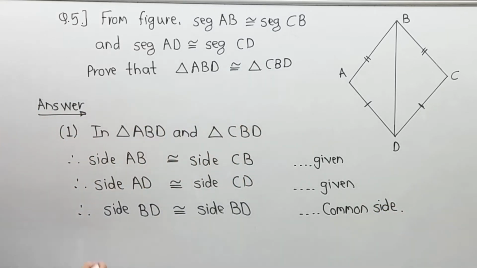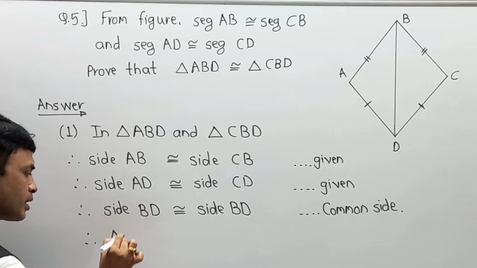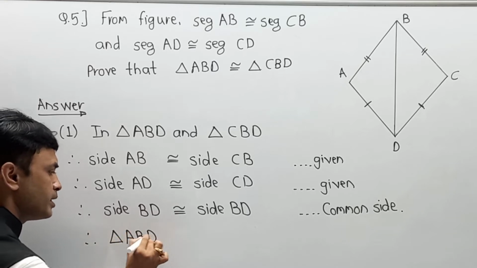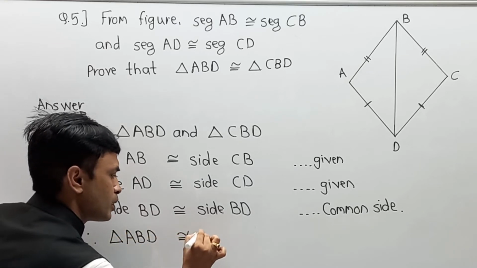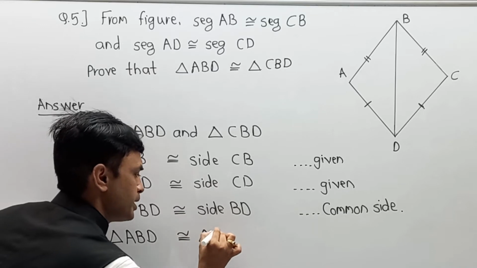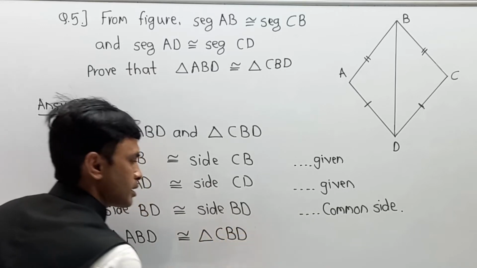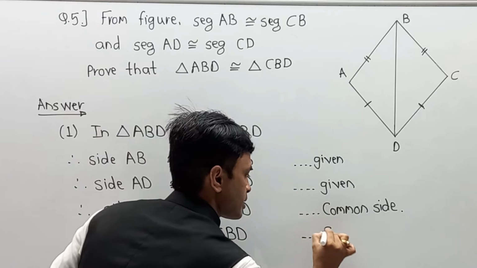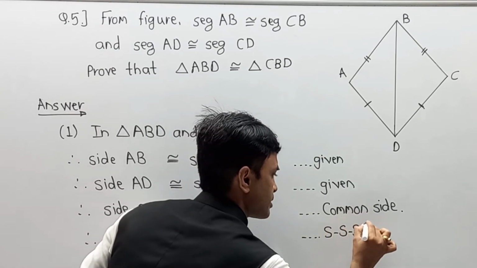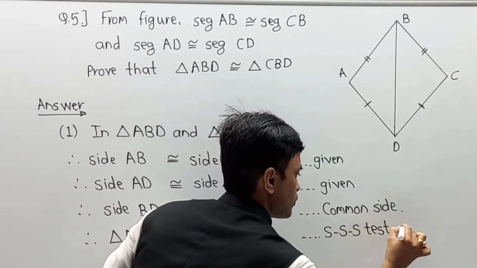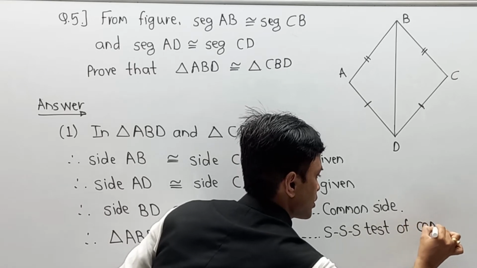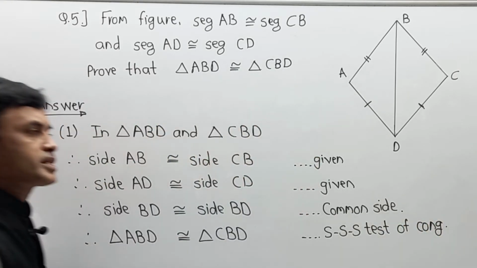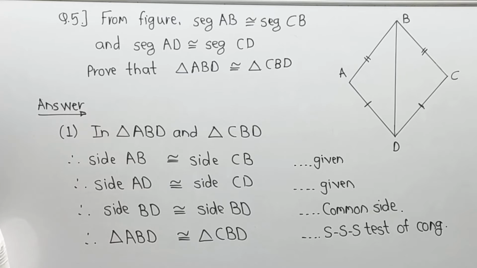Therefore, triangle ABD is congruent to triangle CBD by side test of congruency, and in this way we can complete the part.